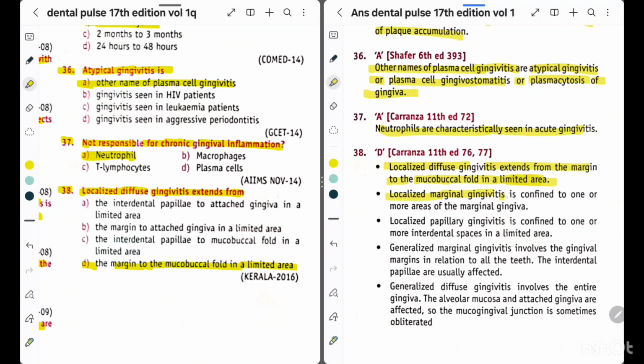Localized marginal gingivitis is confined to one or more areas of marginal gingiva. Localized papillary gingivitis is confined to one or more interdental spaces in a limited area. Generalized marginal gingivitis involves the gingival margins in relation to all the teeth. The interdental papillae are usually affected. Generalized diffuse gingivitis involves the entire gingiva. The alveolar mucosa and attached gingiva are affected, so the mucogingival junction is sometimes obliterated.